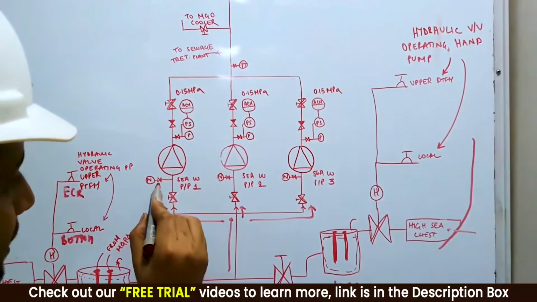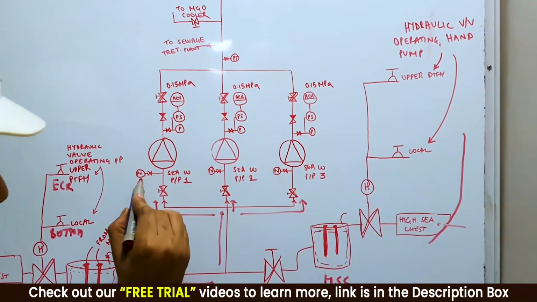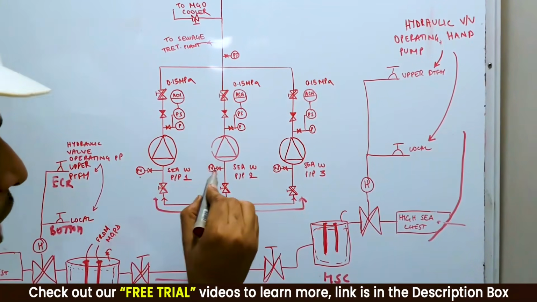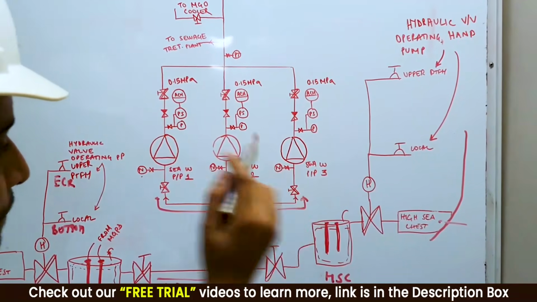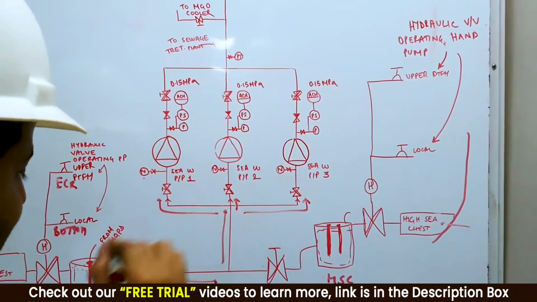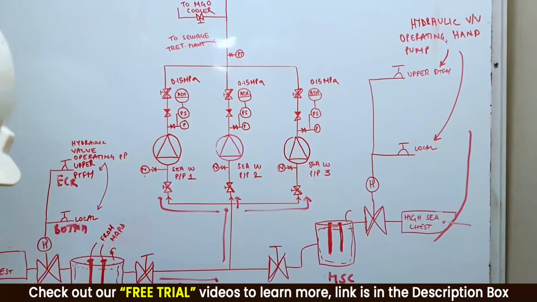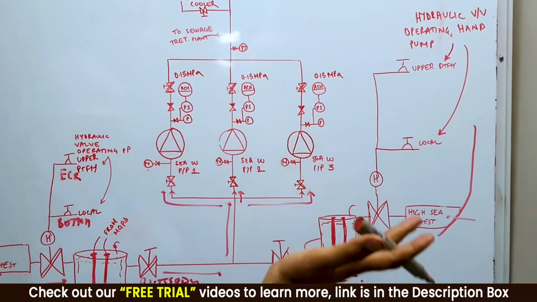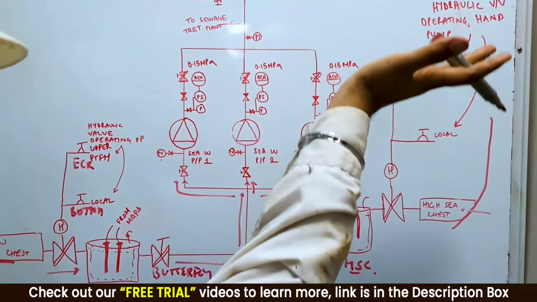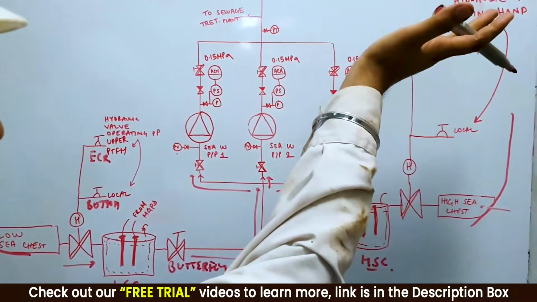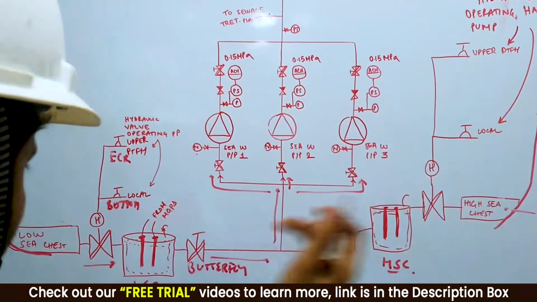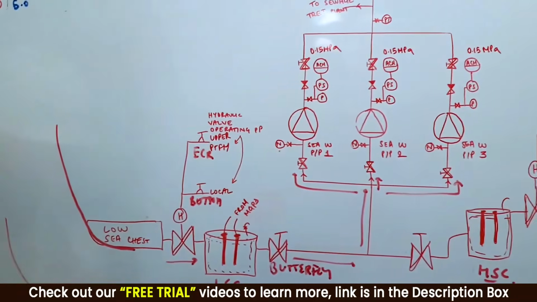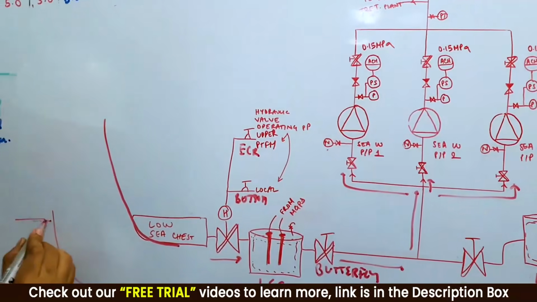coming over here. So you can see that there is a pressure gauge fitted over here. So you can see how much is the suction pressure. If this suction pressure is dropping, that means your low sea chest filter has got choked, or your ship is coming up, the draft is reduced. That means the ship is in unloaded state. If your ship is in loaded state, then it's like this.